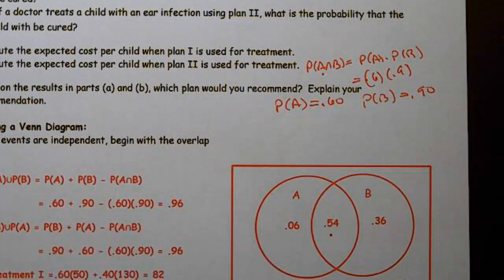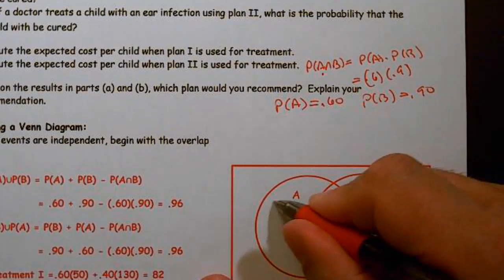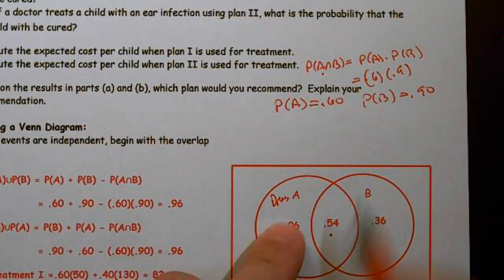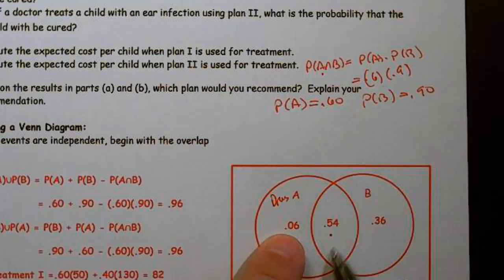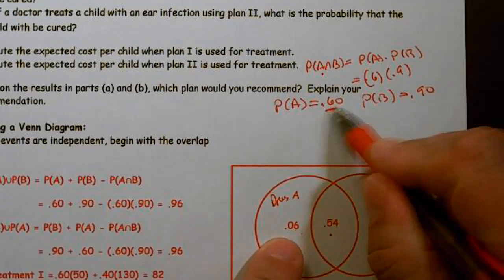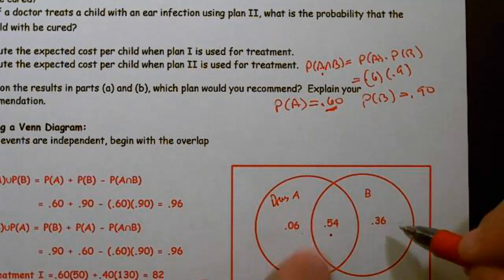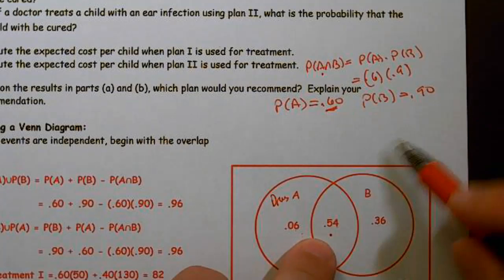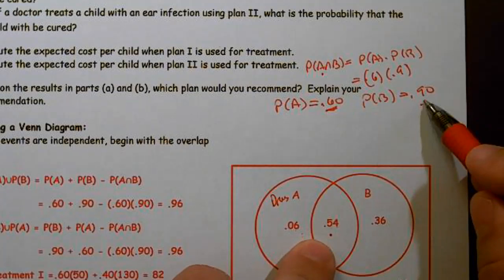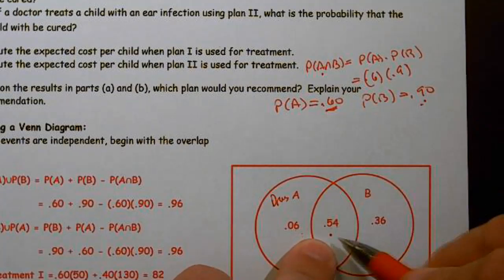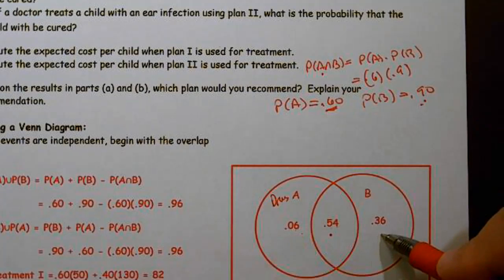So my overlap is 0.54, but drug A works a total of 60% of the time. That means it works 6% of the time when drug B doesn't work. Because this has to add up to my original 0.60. This side over here also has to add up to my original 0.90, because drug B works 90% of the time. So 0.90 minus the 0.54 equals 0.36.